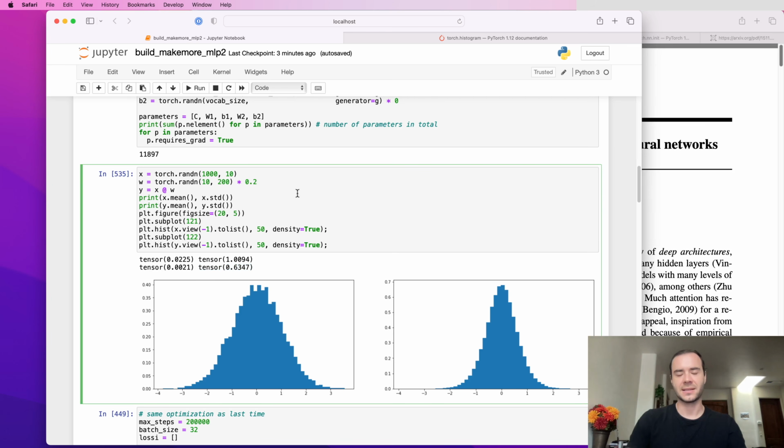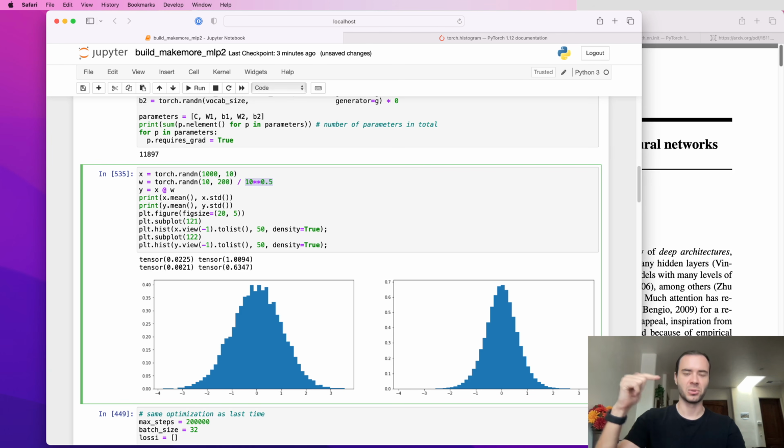It turns out that the correct answer mathematically, when you work out through the variance of this multiplication, is that you are supposed to divide by the square root of the fan-in. The fan-in is basically the number of input elements here, 10. So we are supposed to divide by the square root of 10. And this is one way to do the square root.